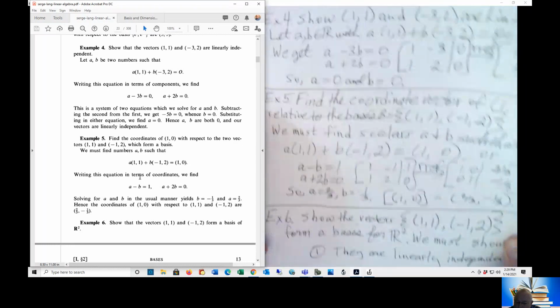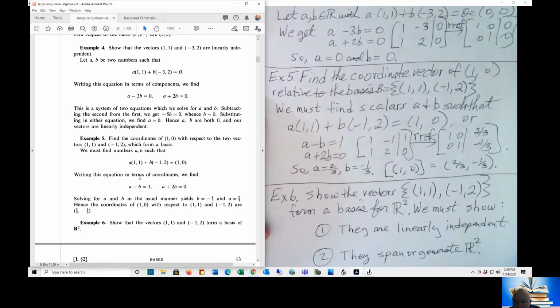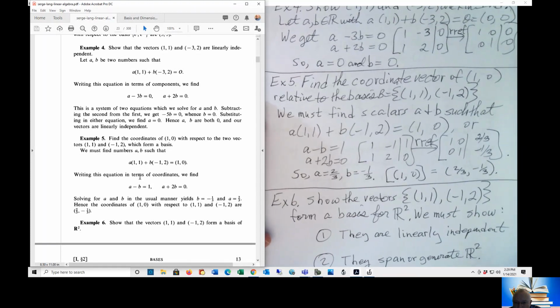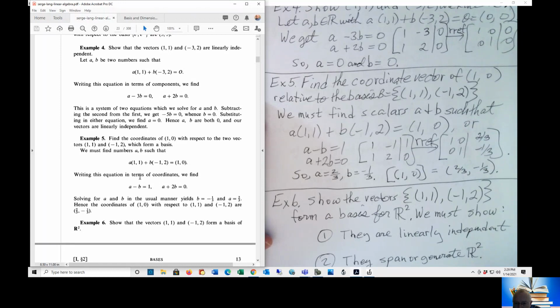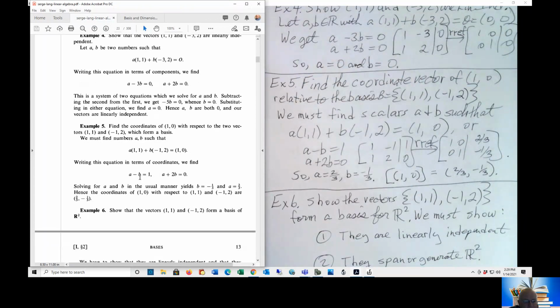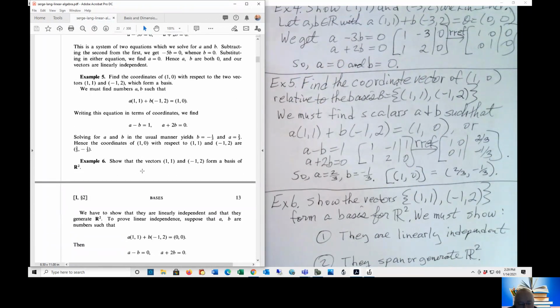All right, example 5 is another example in R2. In example 6, we're going to show that the two vectors we worked with in example 4 form a basis, but in example 5 we're going to find the coordinate vector of a given vector. So example 5: find the coordinates of the vector (1, 0) with respect to the two given vectors, (1, 1) and (-1, 2).